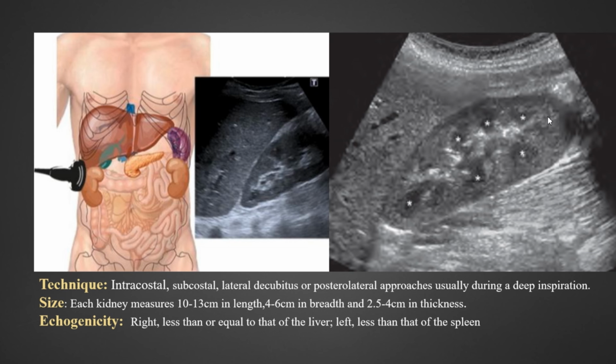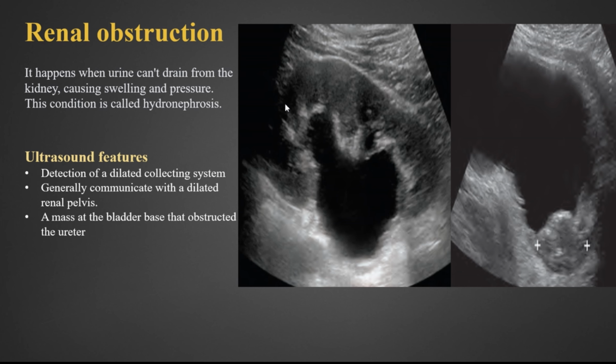As here we can see this one is a kidney and here we can see the liver. This one is the upper pole of the kidney which is adjacent to the liver, and this one is the lower pole of the kidney which is away from the liver. And here we can see the tiny cystic areas which are renal pyramids, and here we can see the renal pelvis.